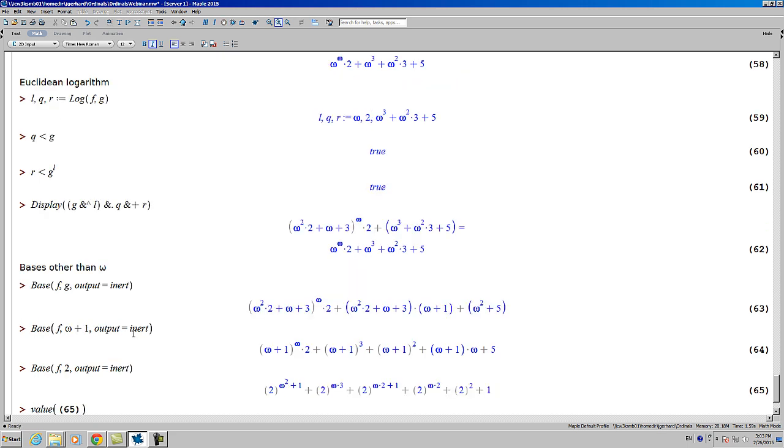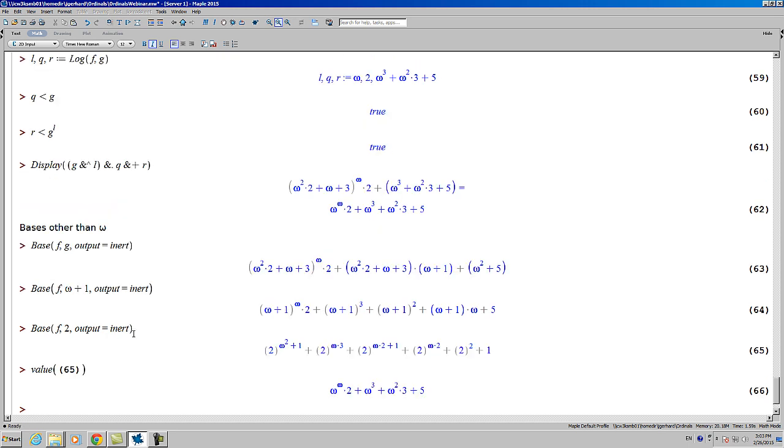I can also get a base 2 representation, and that may look a little bit funny. Obviously, all the coefficients are 1 here because the only coefficients allowed are strictly smaller than 2, so that's 0 or 1, and the 0 ones aren't even printed. To convince ourselves that this inert representation, using all the inert operators, is actually the same as my original ordinal f, I just apply the value command and I do get the ordinal f back.